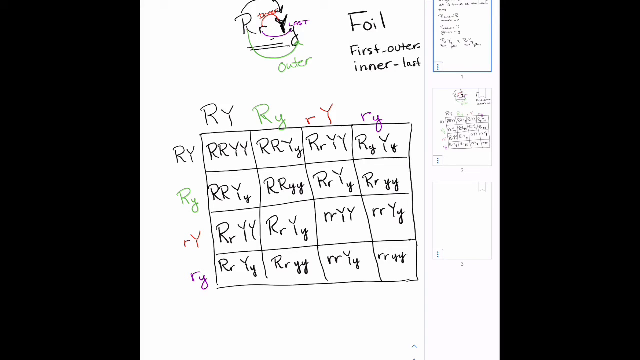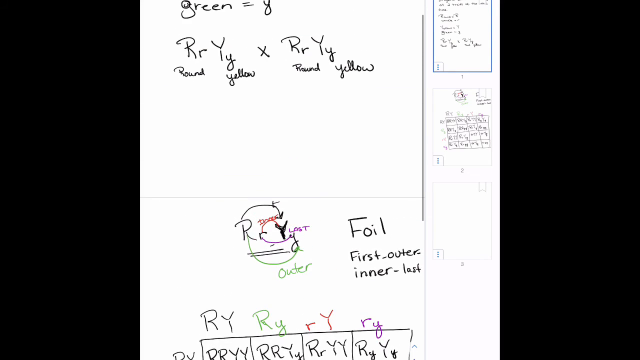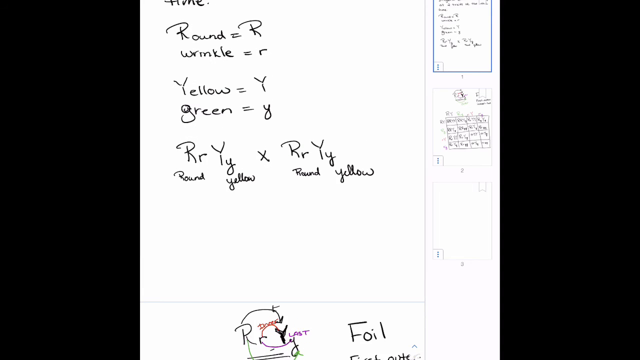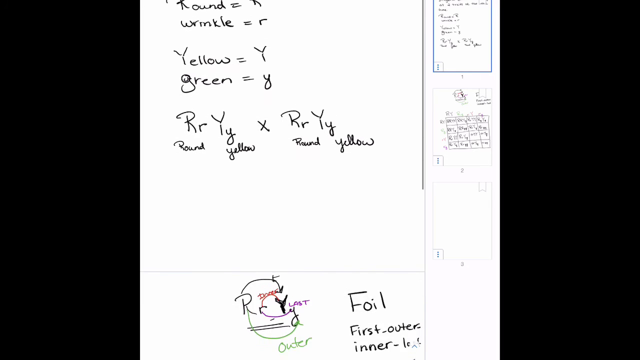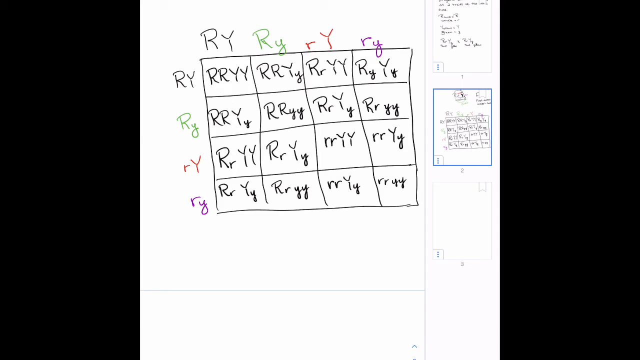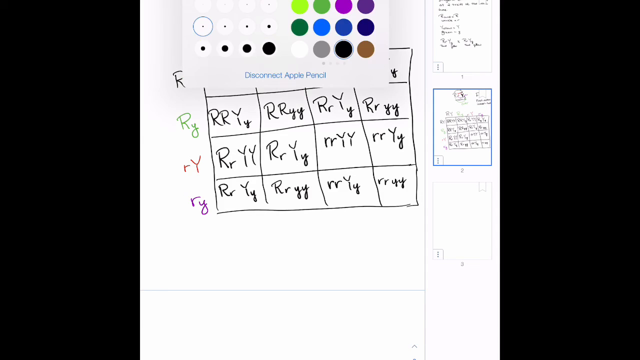Okay, so we've already said that the round was dominant, because that's the capital R. Let's look back up here. So the capital R, round, is dominant, lowercase r is wrinkly. The yellow is dominant, lowercase y is green, it's recessive. So if I come and just put some colors on this.